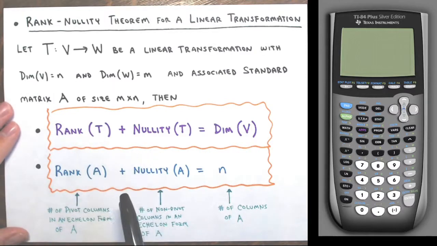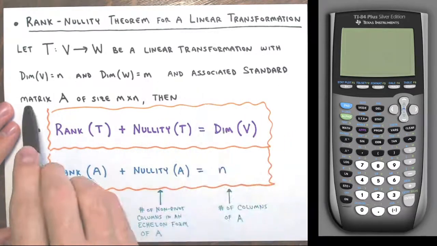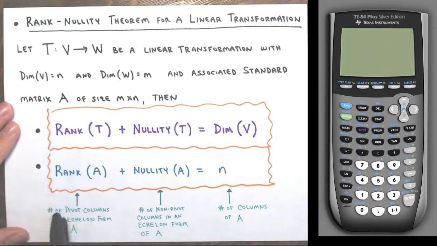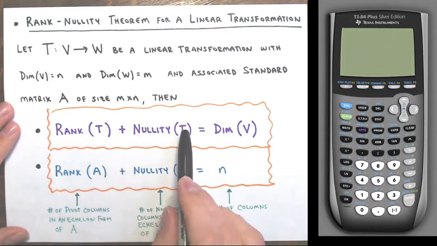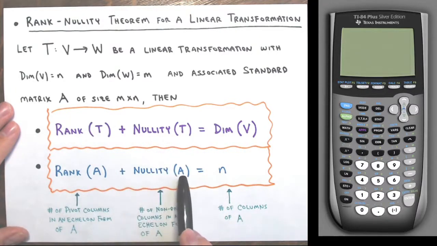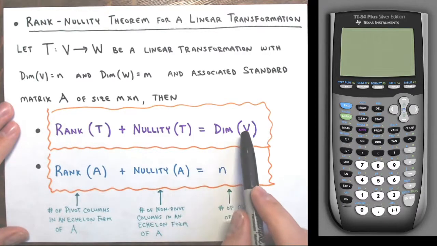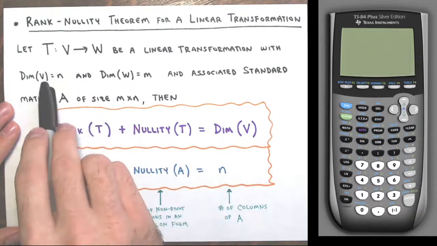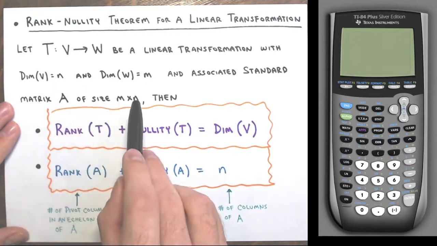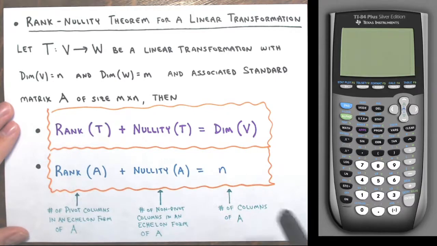If you recall from my pages earlier, if the standard matrix for this transformation is called A, the rank of T is just the rank of A. The nullity of T is just the nullity of the matrix A. And remember, the dimension of the domain I called n, and that's the number of columns of A. So we have the rank of the standard matrix plus the nullity of the standard matrix equals the number of columns of the standard matrix. So just straight up the Rank-Nullity Theorem for a matrix.